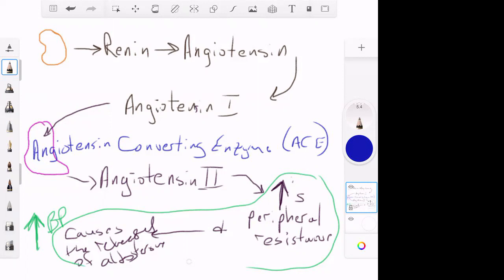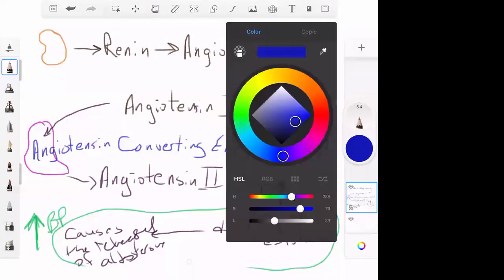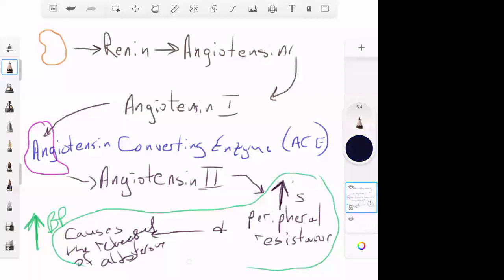pressure. If those juxtaglomerular cells sense the blood pressure is low, they release renin. Renin causes the release of angiotensinogen, which then is converted to angiotensin 1. Angiotensin 1 goes to the lungs, where it's converted to angiotensin 2 using the angiotensin converting enzyme. Angiotensin 2 then goes on to increase peripheral resistance and cause release of aldosterone, which is going to cause salt to be reabsorbed and water, therefore, to be reabsorbed. Both of these things increase blood pressure.